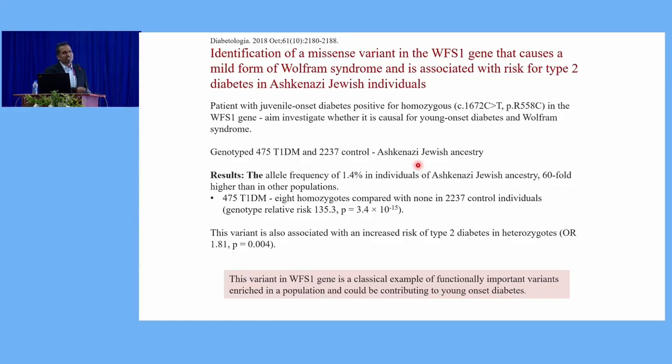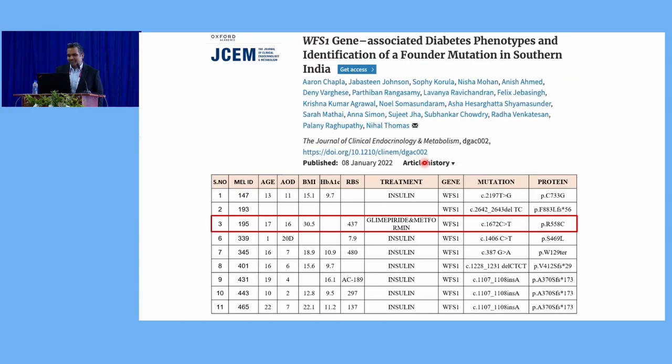So based on this data and our experience over the years, we think some functionally important variants may be enriched in a population. If you look at our subjects here, age and BMI matched Indians are 3 to 4 times more prone to diabetes. Maybe some of these are variants which still need to be figured out, right?